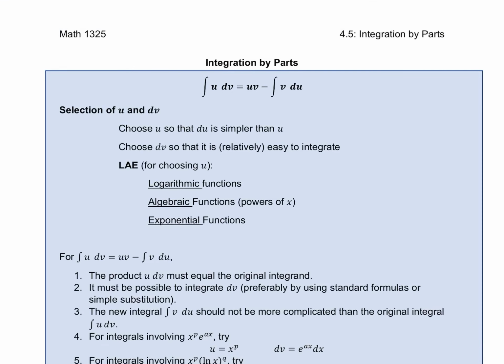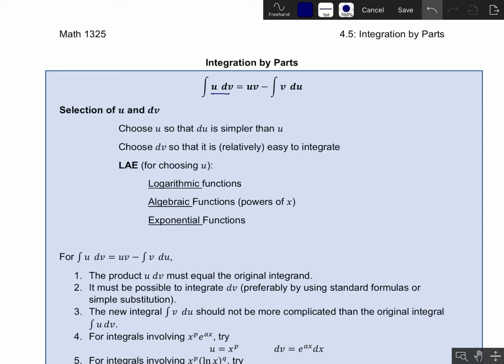So now we'll get started on the notes. The equation up at the top is the one that I just derived in the summary video. So it just says that if you want to take the integral of u dv, you can do that by just taking u times v minus the integral of v du.